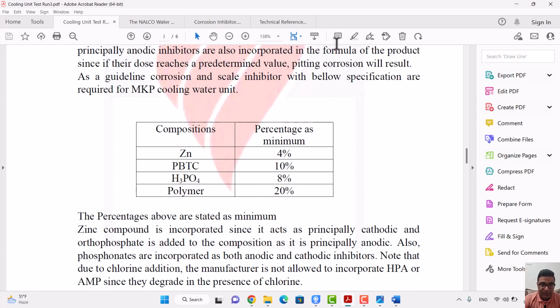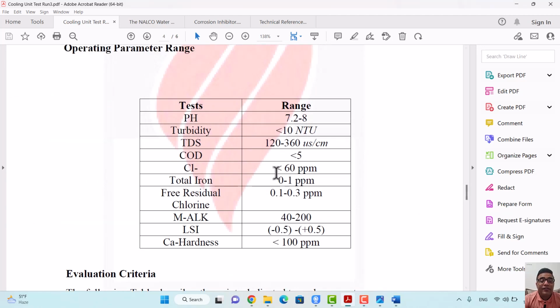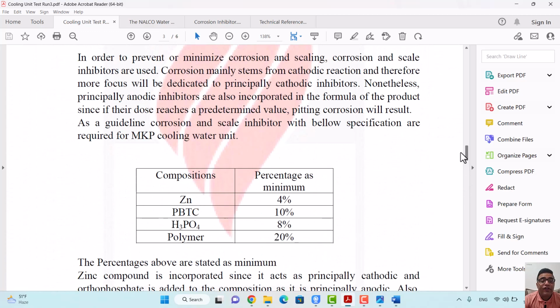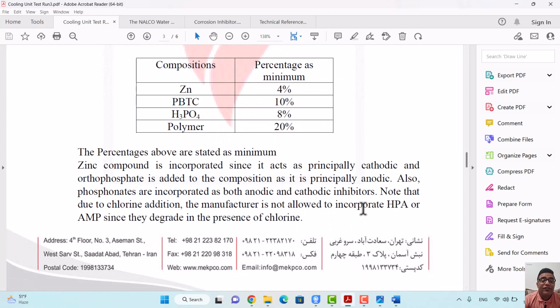about 20%. And remember that I have used PBTC as a phosphonate for these formulations because the zinc chloride is this amount and sometimes it might go higher than this amount. Therefore, I wanted to stay on the safe side, so I selected PBTC instead of HEDP. And of course, I've given this notice. Note that due to chlorine additions, the manufacturer is not allowed to incorporate HPA or AMP since they degrade in the presence of chlorine.